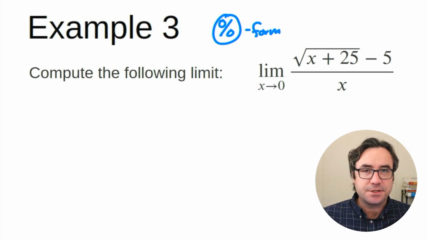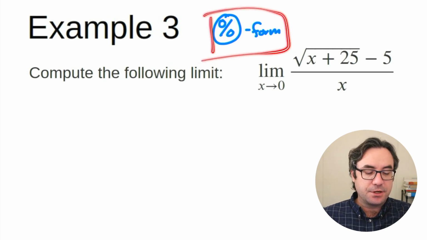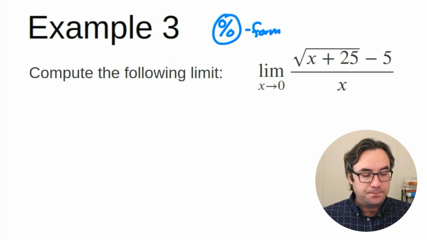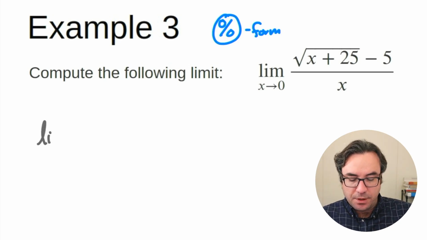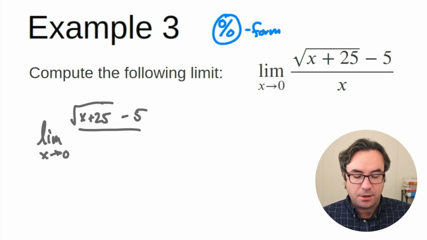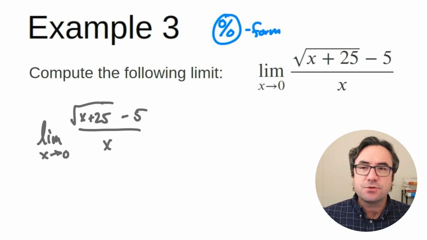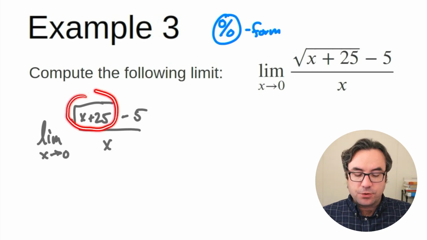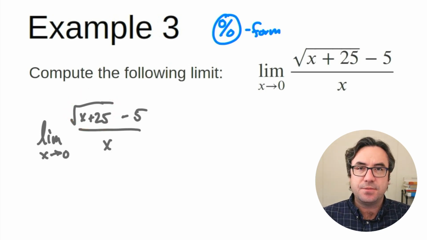So normally our first step is direct evaluation: see what you get. But in this case, 0 over 0 doesn't really tell us too much. It tells us just that we've got to do more work. So let's write out this limit. We're doing the limit as x approaches 0 of square root x plus 25 minus 5, all over x. And our strategy for this is to try to rationalize the numerator.